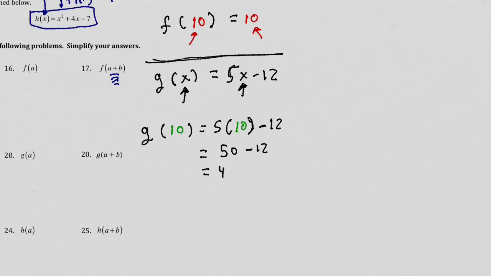No, you see, maybe I do need a calculator. Wait, sorry, guys. Here, let me erase this. So 50 minus 12 is 38. So we get that g of 10 equals 38.